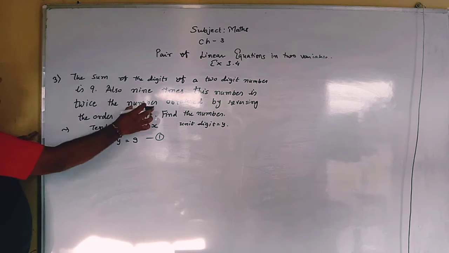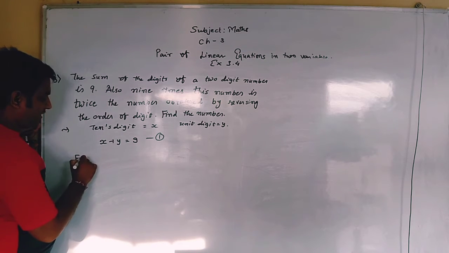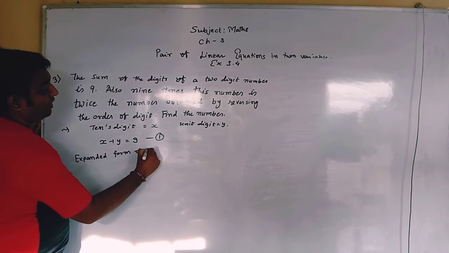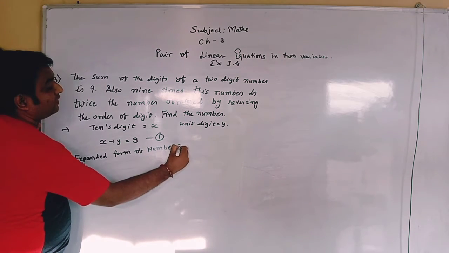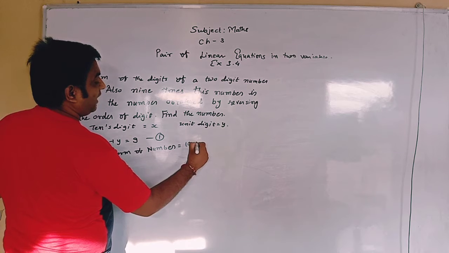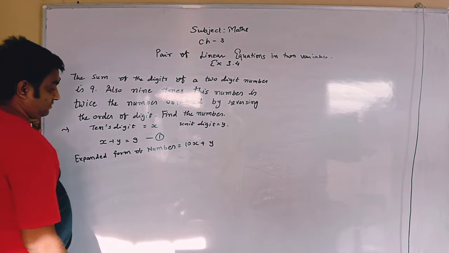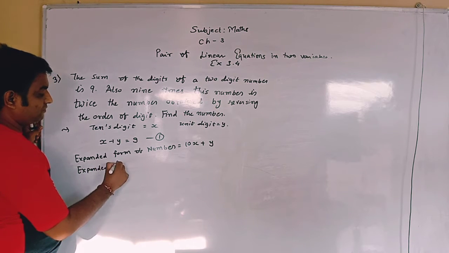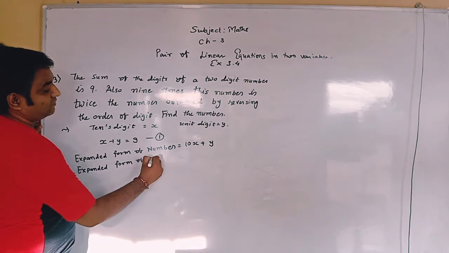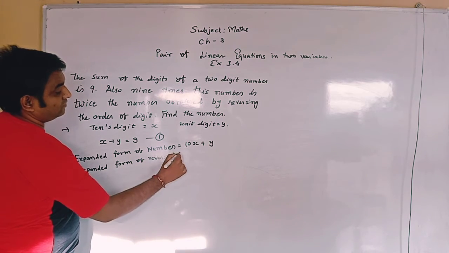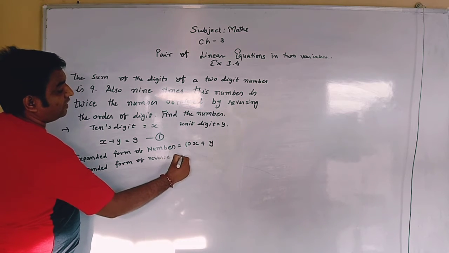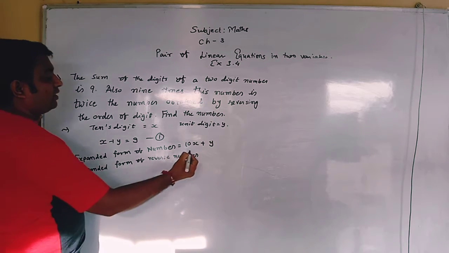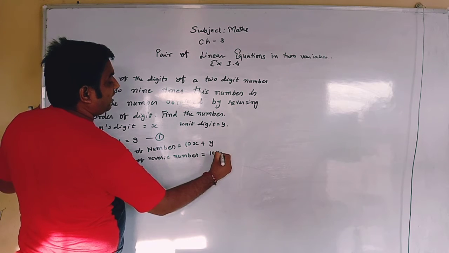Now we want the number and the reverse number. We know that the expanded form of the number will be 10 into the tens digit, which means 10 into x plus the unit digit, and so the expanded form of the reverse number: when we reverse the number, the unit digit becomes tens and the tens digit becomes unit, and so it will be 10y plus x.